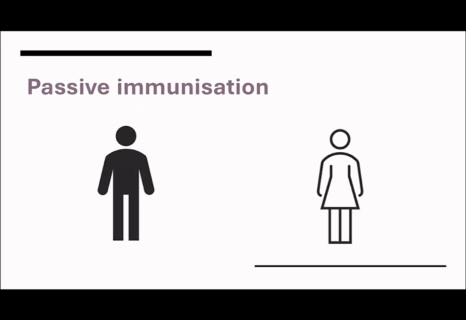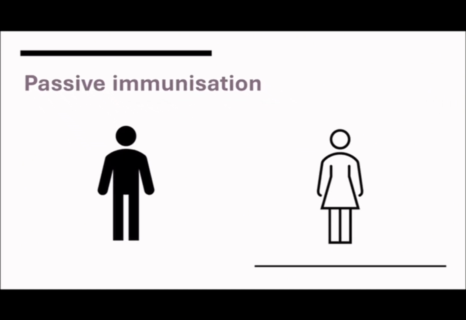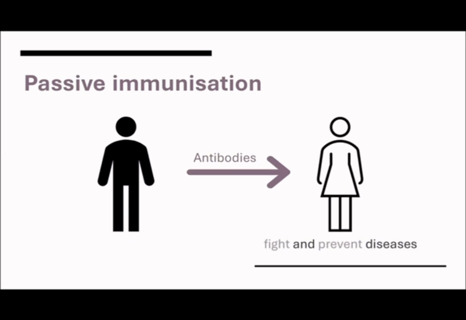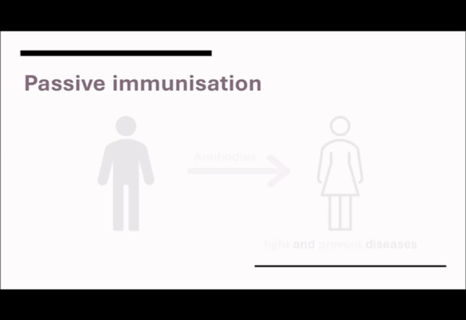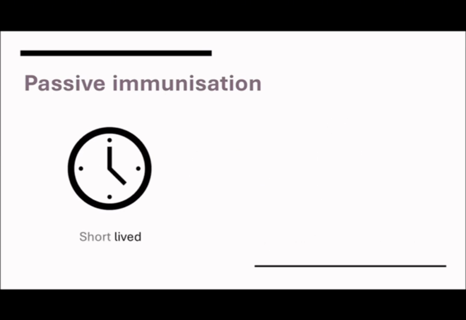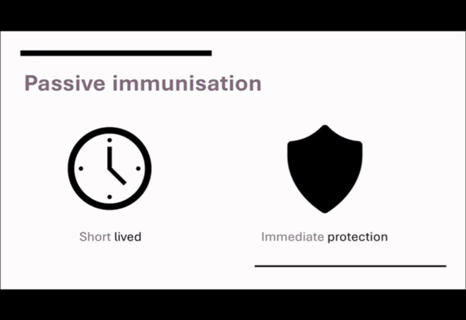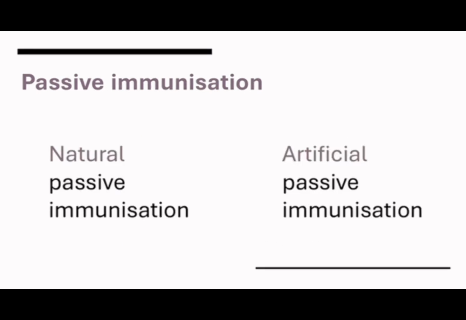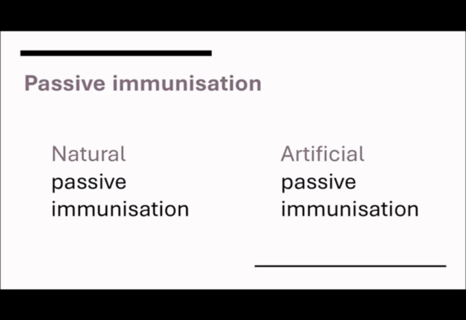Passive immunization is a procedure in which a person is given someone else's antibodies to help prevent and fight certain infectious diseases. It develops a short-lived protection that can last from a few weeks up to a few months. Even though it is only short-lived, passive immunization guarantees immediate protection. There are two types of passive immunization. One is natural passive immunization and the other is artificial passive immunization.